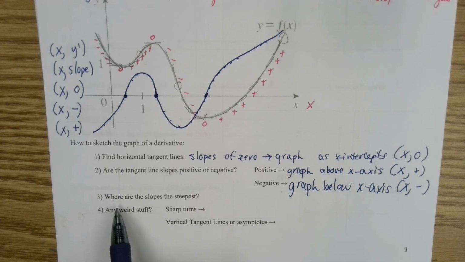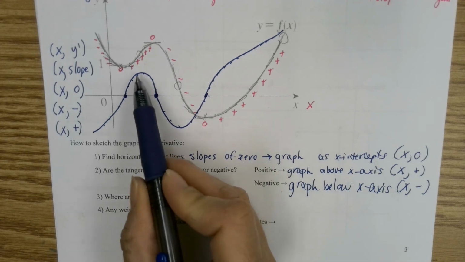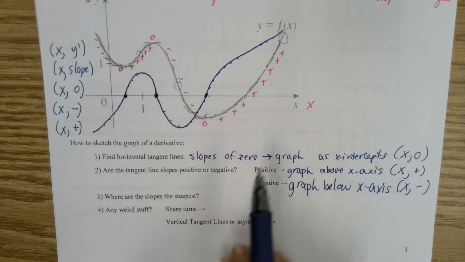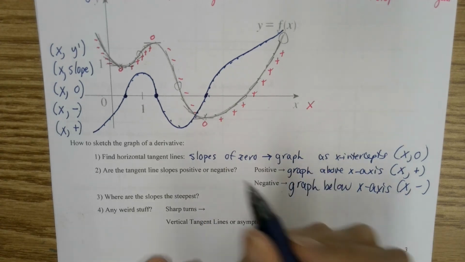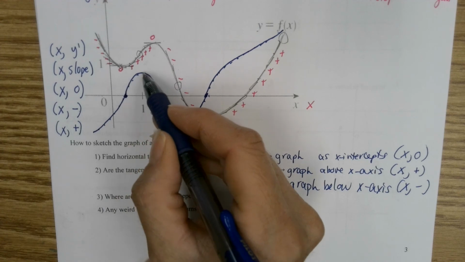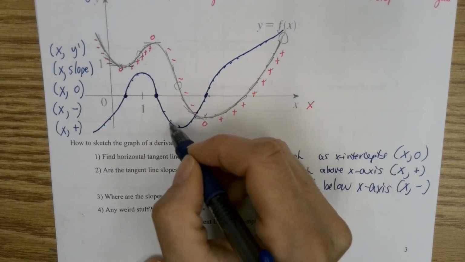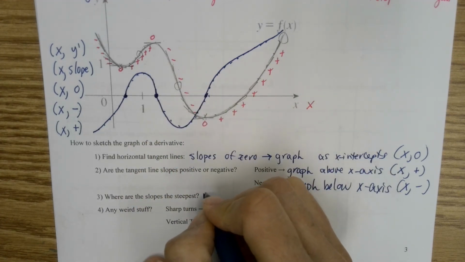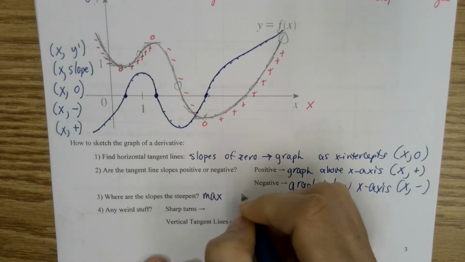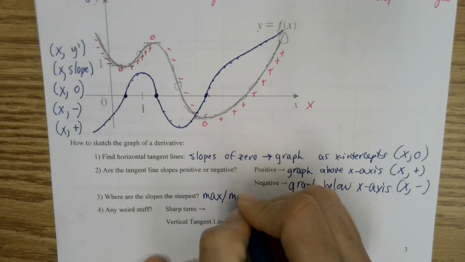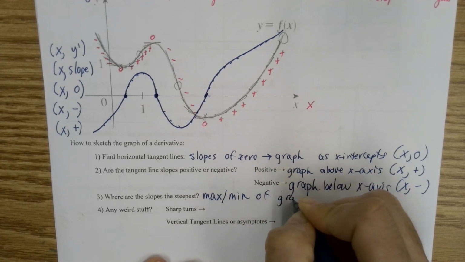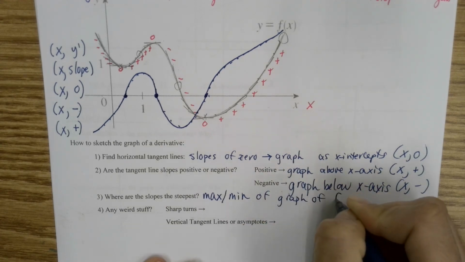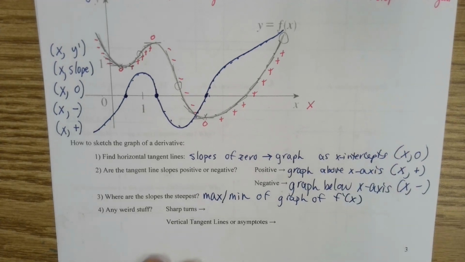And then I like to use step 3 kind of as a helpful tool to figure out how far up or down they go. So where are the slopes the steepest? Those wind up becoming the highest points and the lowest points. So they become the maxes and the mins of your graph of your derivative f prime of x.